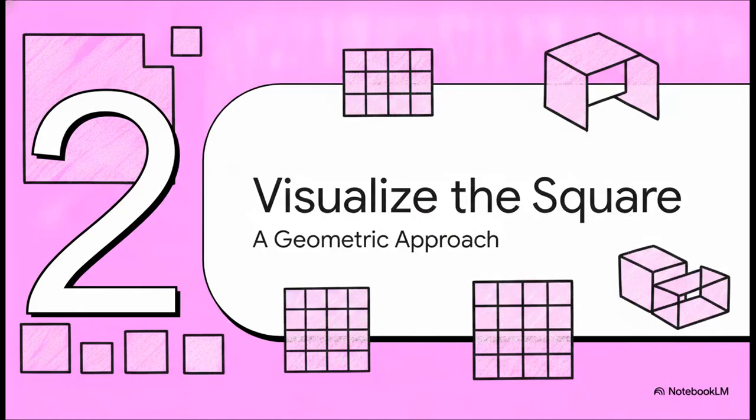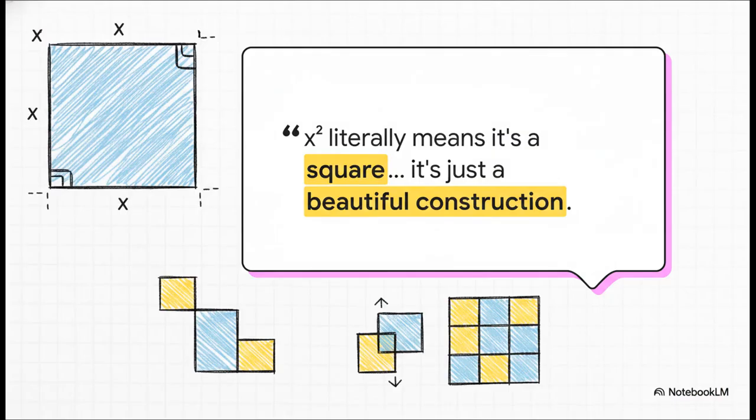Moving right along to Section 2, Visualize the Square, a Geometric Approach. To really nail this, we've got to channel the sheer enthusiasm of legendary math educator Eddie Wu. As he points out, the absolute mind-blowing realization for students is that we're dealing with literal physical squares. He says x squared literally means it's a square and its side length is x. It's not just some abstract mathematical operation, it's a beautiful geometric construction. When students realize they're actually building a physical square, the algebra suddenly makes total sense. It's a real game changer.